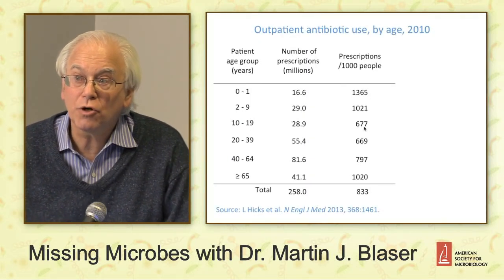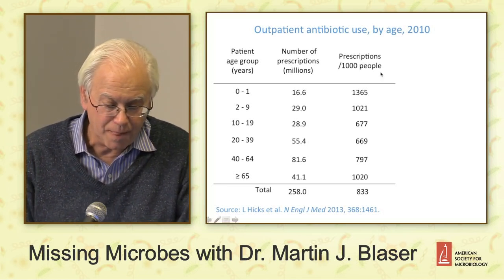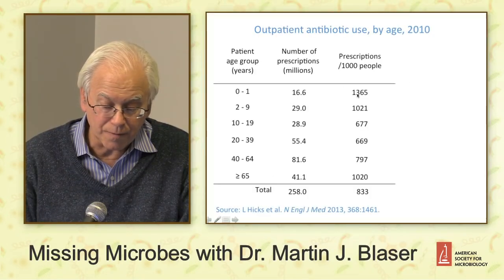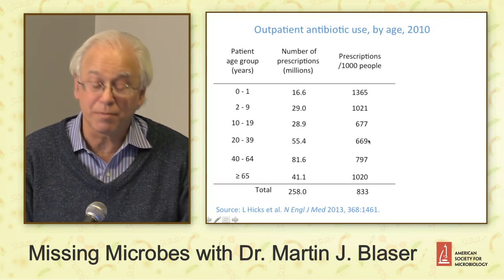How about the totality of antibiotic use in the United States? So here are more data from the CDC. Outpatient antibiotic use in 2010. And the bottom line is that there were 258 million courses of antibiotics prescribed in that year. And that's a rate of 833 courses per 1,000 population. That's 5 courses for every 6 people. And this has been going on year after year. The highest rate is in young children. It then goes down in young adulthood and then comes back up as people get older.